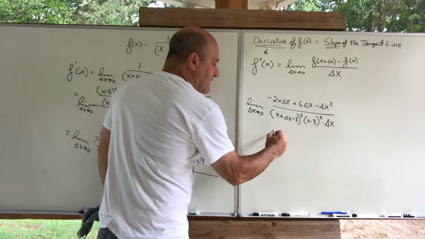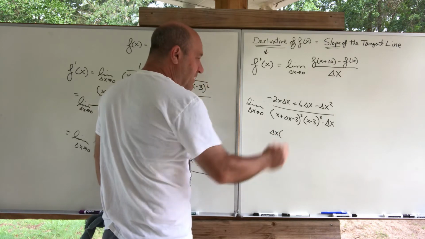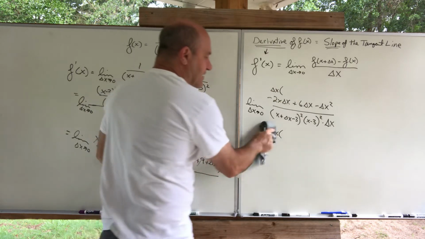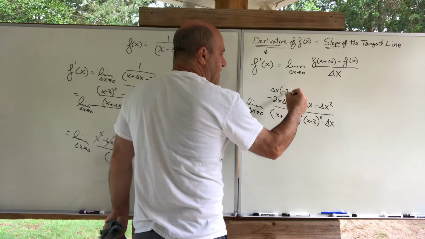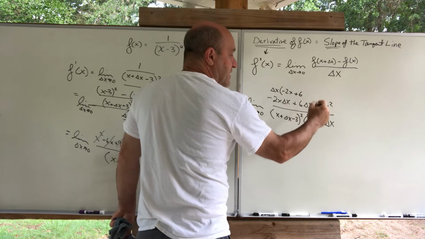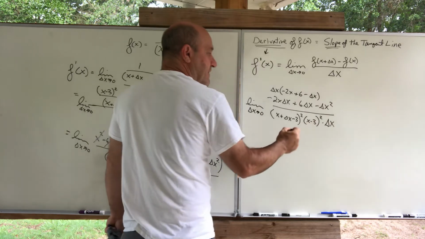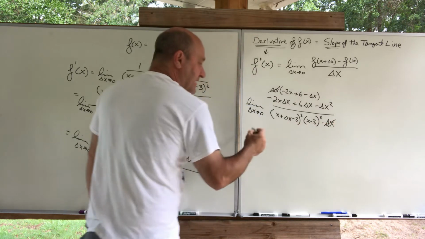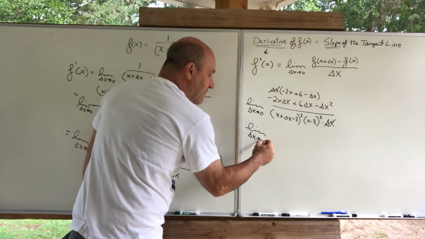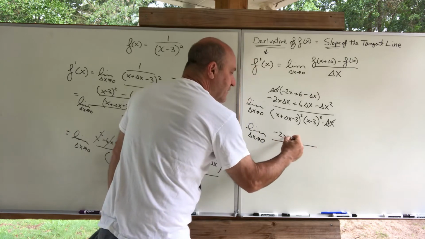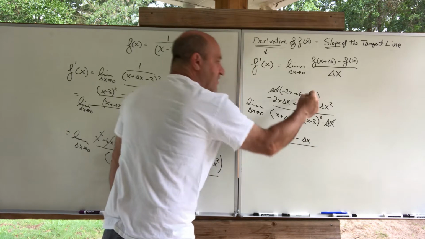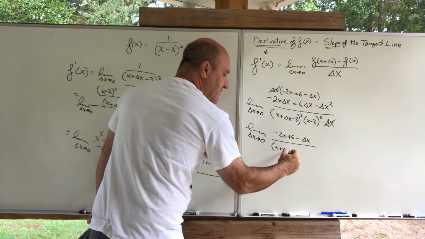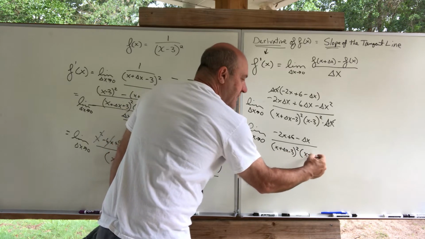Factoring out the Δx in the numerator, let me just do that right above here. That leaves me with negative 2x plus 6 minus Δx. So that numerator just became that numerator. That Δx cancels with that Δx. Let me rewrite it for you. Now I have negative 2x plus 6 minus Δx in the numerator, and I still have this denominator: (x + Δx − 3)² and (x − 3)².